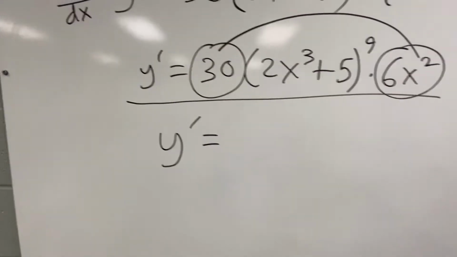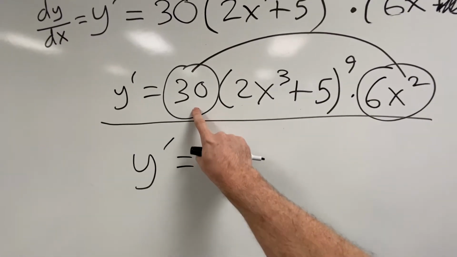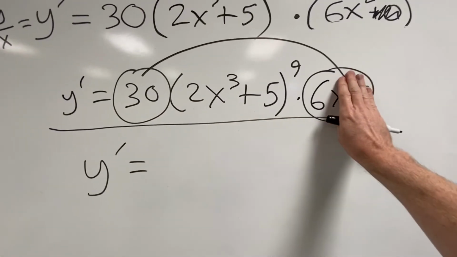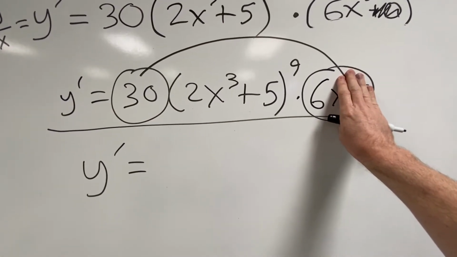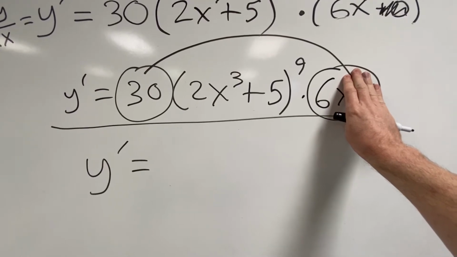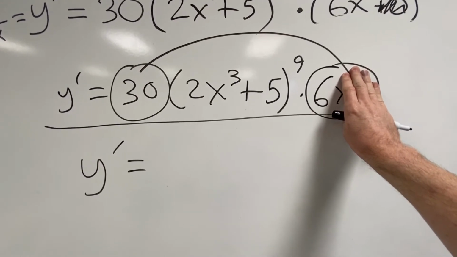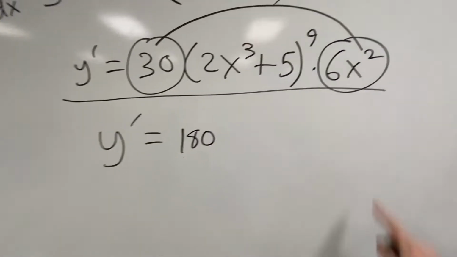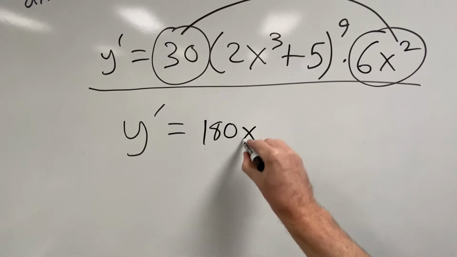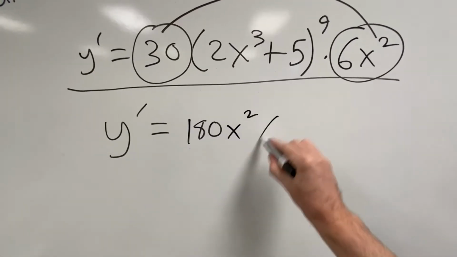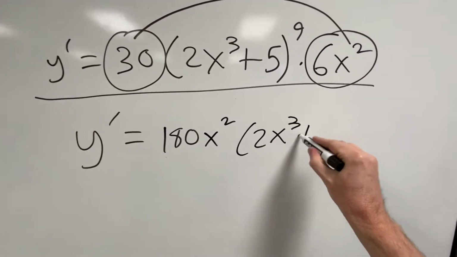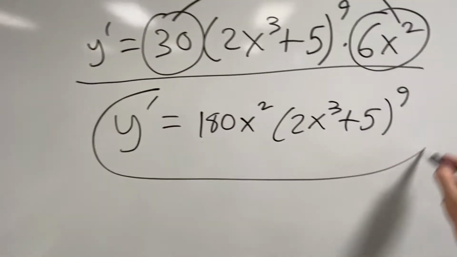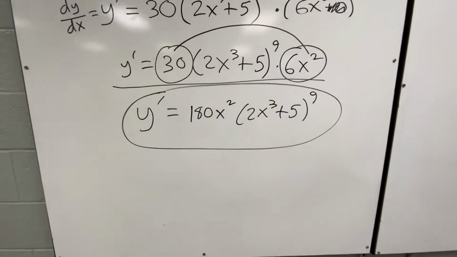So y prime equals. You must go ahead and do 30 times 6x squared. So 30 times 6, or just do 3 times 6 in your head, right? 3 times 6 is 18. So 30 times 6, isn't that just 18 followed by a 0? 180, and drag the x squared along with it. And then just put this down: 2x cubed plus 5 quantity to the ninth. And that's as far as you can go. There's the perfect answer.